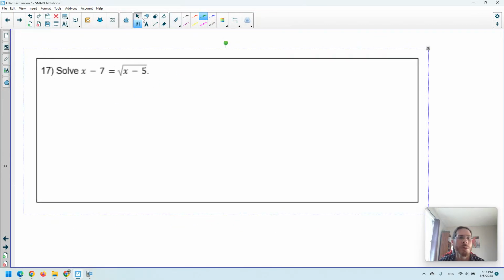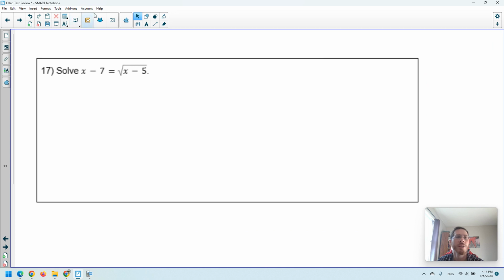All right, for 17, we got to solve. So this doesn't seem too bad. Looks like we got one square root. So if we just have one square root, the goal is just get rid of the square root. So we're going to square both sides. Seems pretty reasonable. x minus 7, squared is going to be equal to x minus 5.